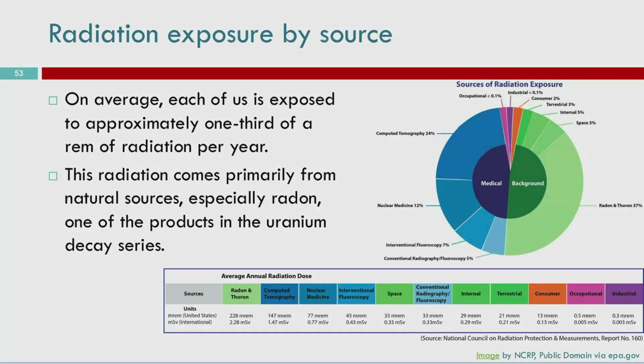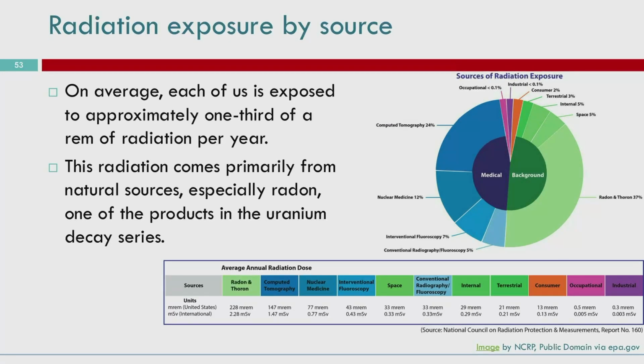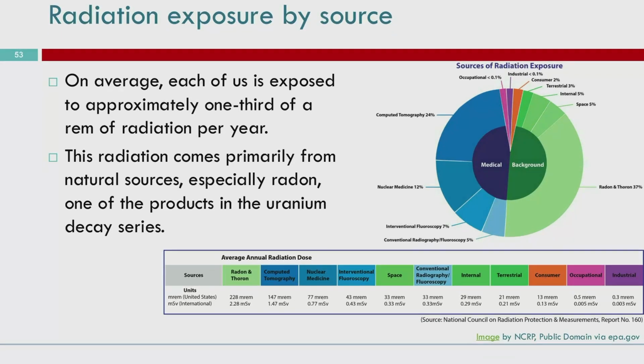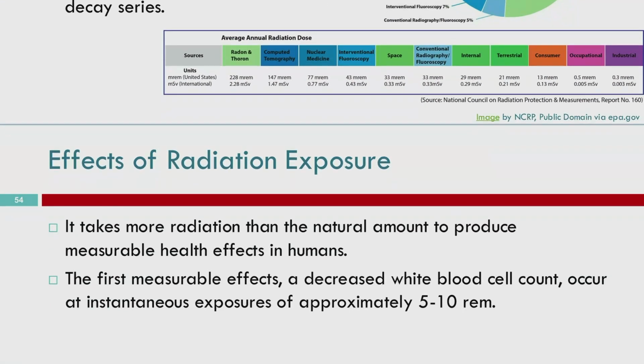And this is a breakdown of what radiation you might have been exposed to in your lifetime. On average, each of us is exposed to approximately 1/3 of a REM of radiation per year with a bunch of different sources. Primarily, they're from natural sources. If you're going in for a lot of CT scans or like PET scans, then that would obviously increase your radiation quite a bit, but even those are not going to get you into the threshold where you're going to have long-term effects.